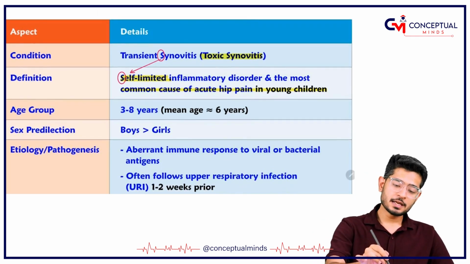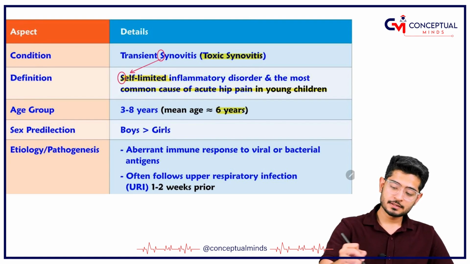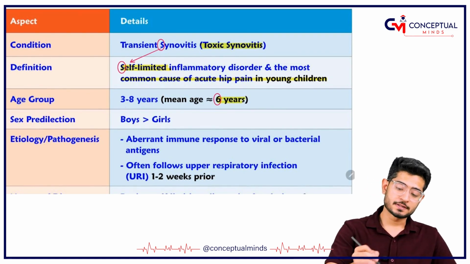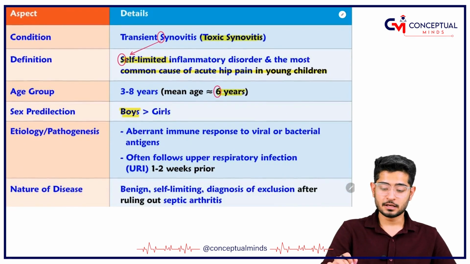So what is the age group? The age group is 6 years. S for synovitis, S for 6 years, you can remember. And synovitis is more commonly seen in boys. Just remember this: it is more commonly seen in boys.